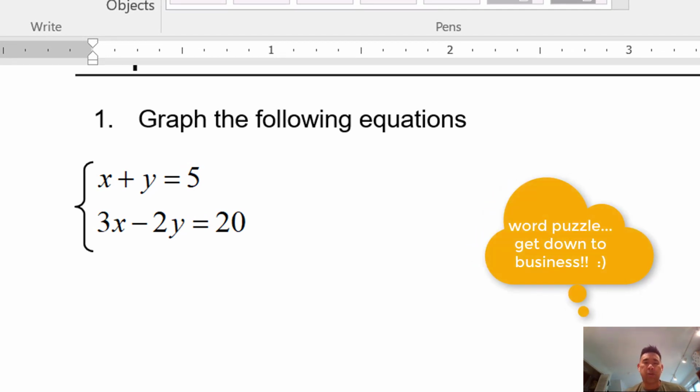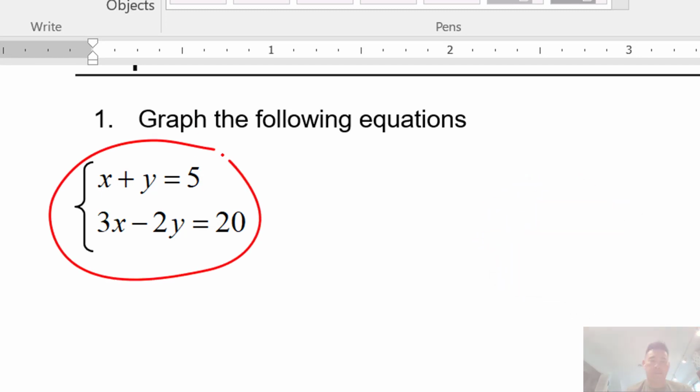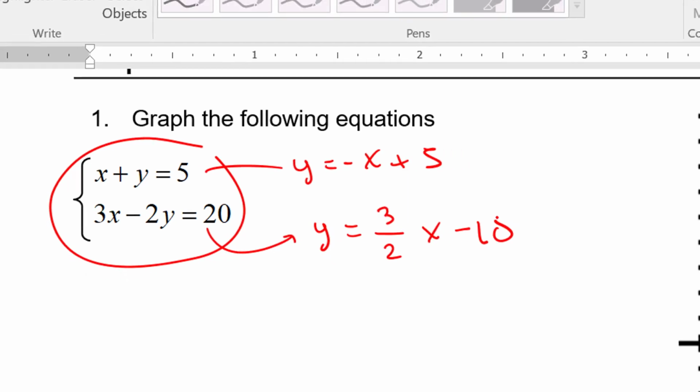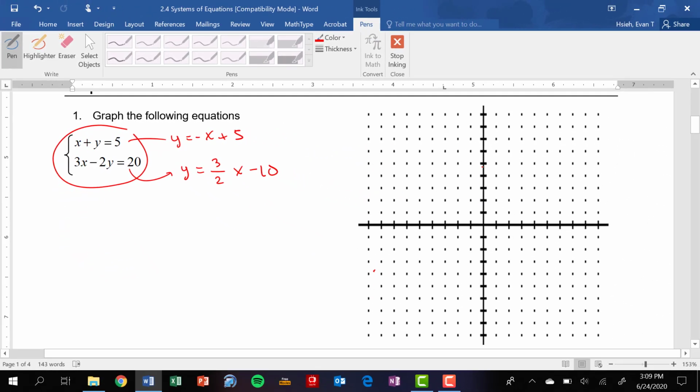The first one is to solve it graphically. So let's graph this system of equations. We've got two lines here, and we can graph both of these. For the first one, y is equal to negative x plus 5. Go ahead and solve the other one for y also, putting it into slope-intercept form. Y equals 3/2 x minus 10. If I graph the first, it has a y-intercept of 5 and negative 1 is the slope, and there's the graph of that first line.